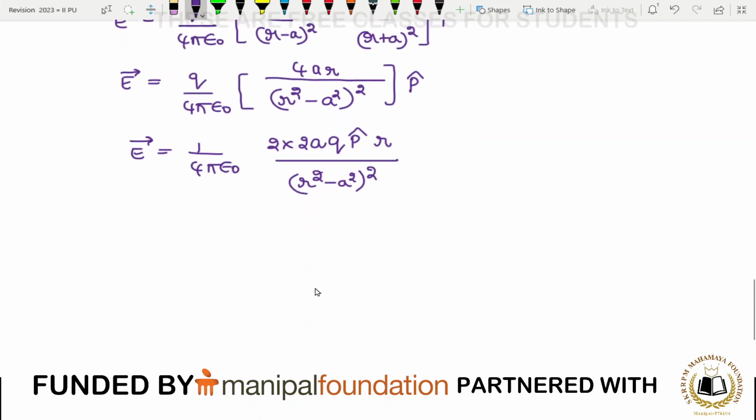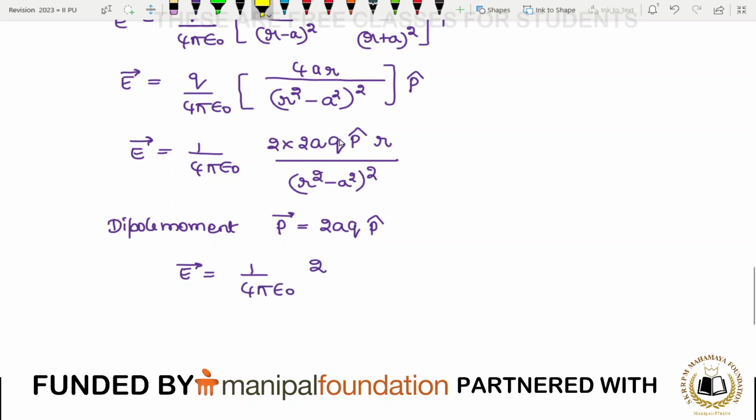Now what is that 2a q p cap? That is called dipole moment. So dipole moment P vector equal to 2aq p cap. Therefore I can write here E vector equal to 1 by 4 pi epsilon naught into 2, and I will highlight that term: this much becomes P vector, into r divided by r square minus a square whole square is the equation.